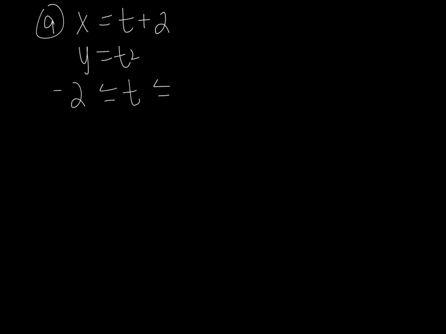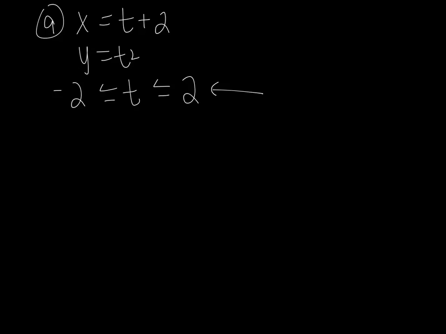So I'll start with number 9. This one's going to turn out to be a parabola. They give you x equals t plus 2, y equals t squared. And then they sometimes will give you a limit too, so -2 less than or equal to t and less than or equal to 2. All this is telling you is which area of the parabola to graph, so only the values where t is equal to -2, -1, 0, 1, or 2. That's just telling you what section.